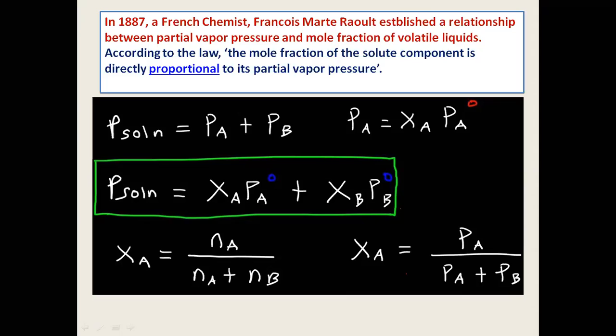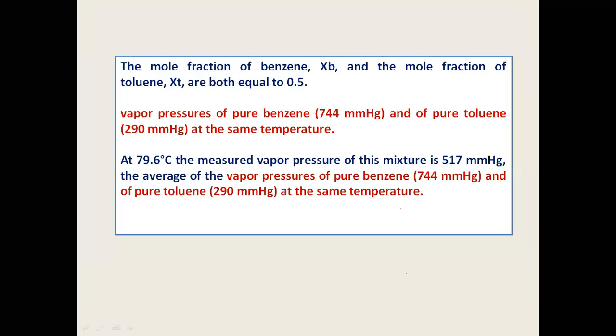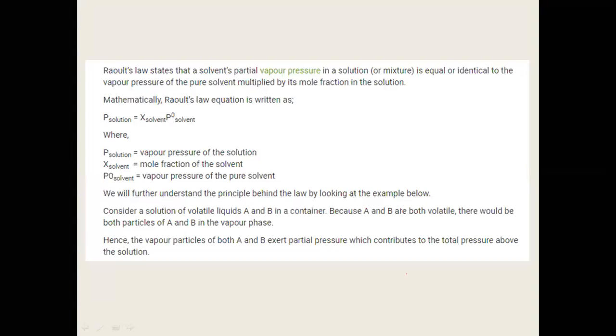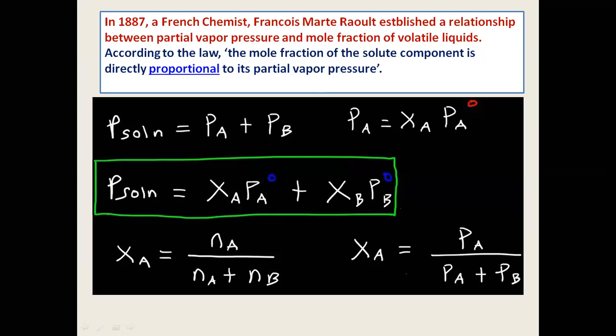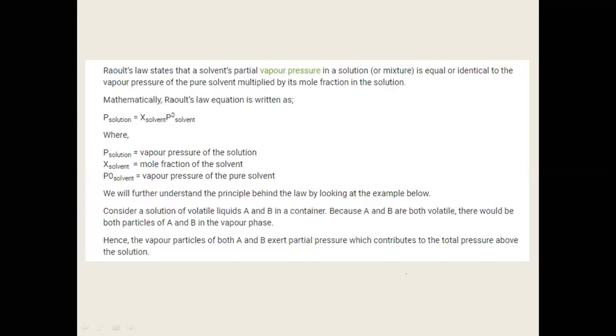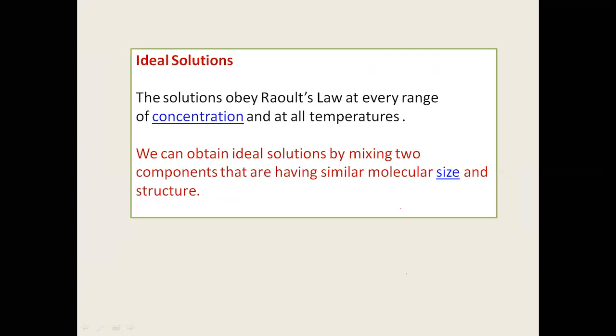Now, since I have prepared an equimolar mixture in my previous discussion, the mole fraction of benzene is 0.5 and the mole fraction of toluene is also 0.5. So multiply 0.5 by 744, which is the pure vapor pressure of benzene. You will get an answer. Multiply mole fraction of toluene 0.5 with 290 mm of Hg, which is the vapor pressure of toluene. You get one answer. You add both the answers, you get exactly 517 mm of Hg. So such mixtures or such solutions which obey Raoult's law are called ideal solutions.